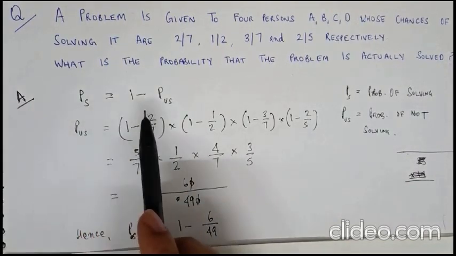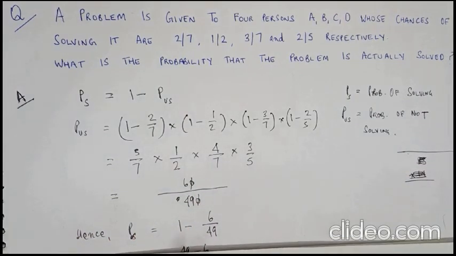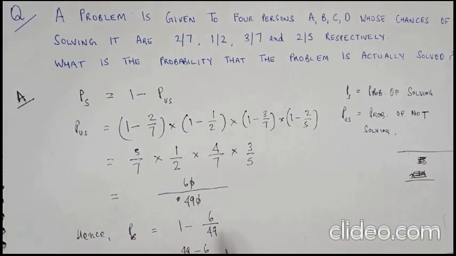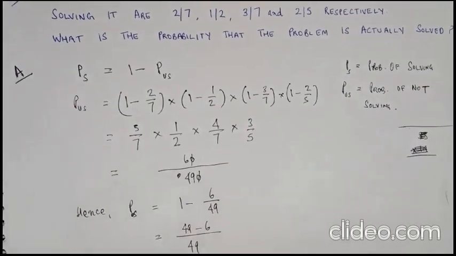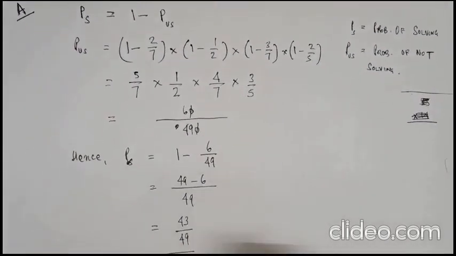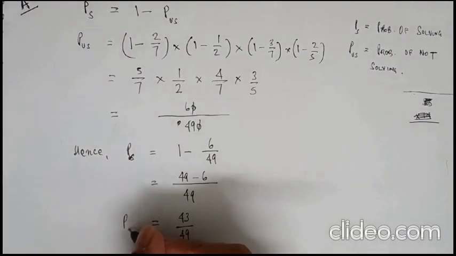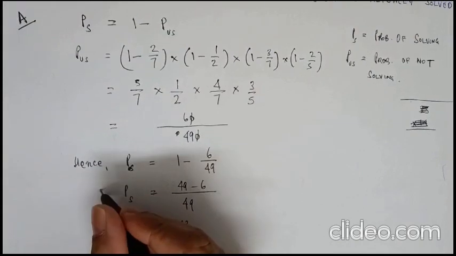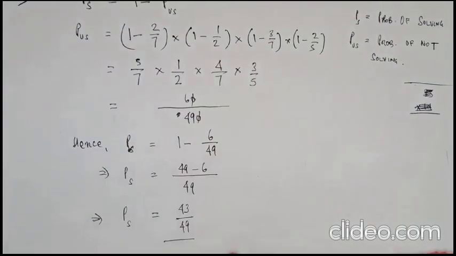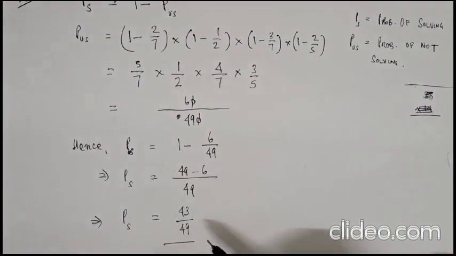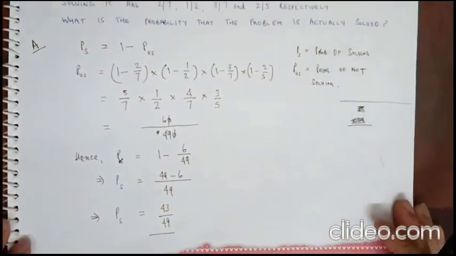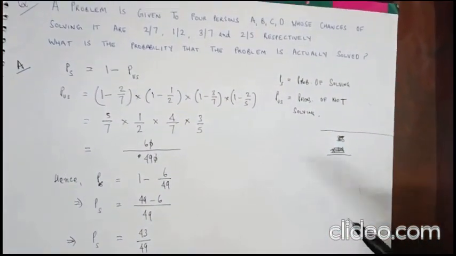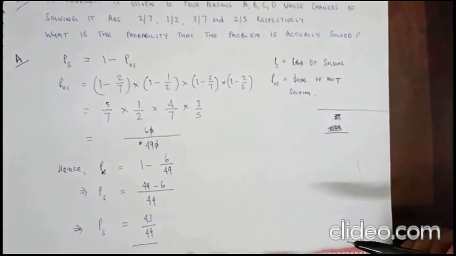Hence PS, which is equal to 1 minus PUS, is equal to 1 minus 6 by 49, which is 49 minus 6 by 49, which gives us a final answer of 43 by 49. So basically that means that the probability that this problem is actually solved equals 43 by 49. So wasn't that awesome? Moving on now to the next problem.